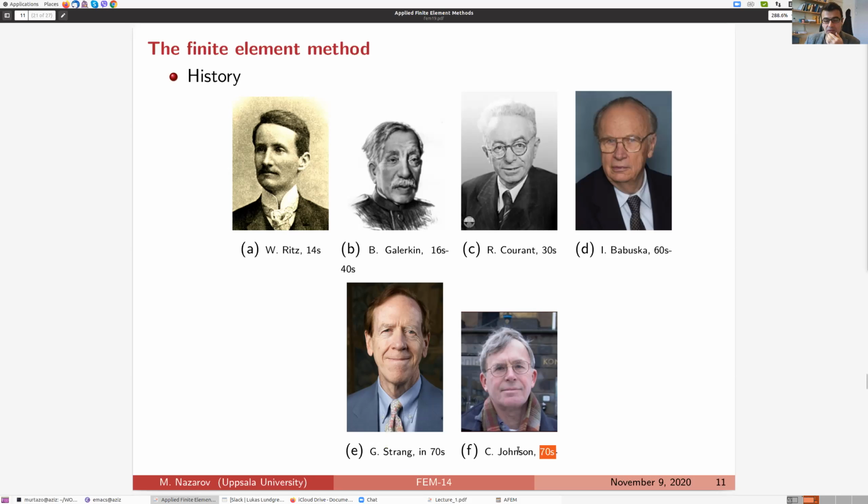So Claes Johnson is a Swedish mathematician. The books that I told you about, it is this guy who wrote them. And I could also say that Claes Johnson is like a father of finite element in Sweden. What do I mean? All people who work on finite element in Sweden are either direct students of Claes Johnson or his grand students. My advisor is Claes Johnson.